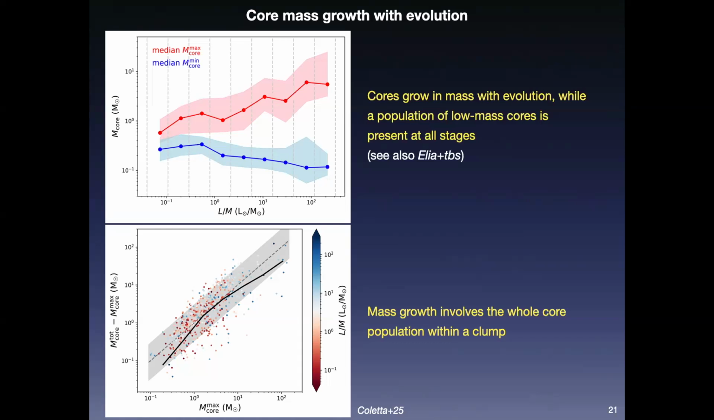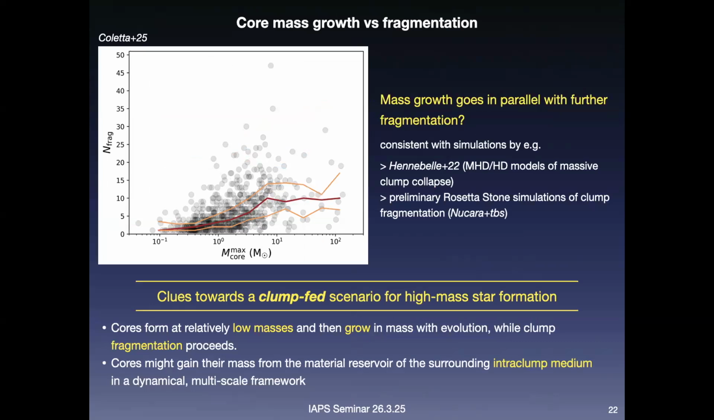Another issue that we can address in more detail is how these two possible results are related. For example, the core mass growth and the possibility of further fragmentation occurring in the clamp. So in this plot, I plotted directly the number of fragments in the clamps as a function of the mass of the most massive core in the clamp. The red line is the median value within the bins of mass, and we see that at least until about 10 solar masses, there is an indication of an increasing trend.